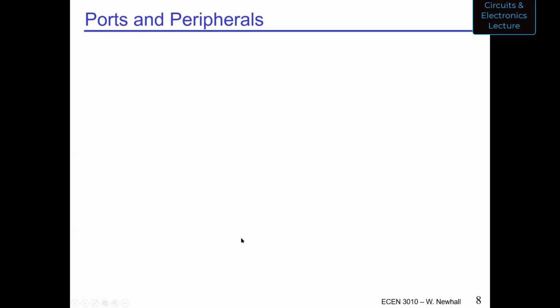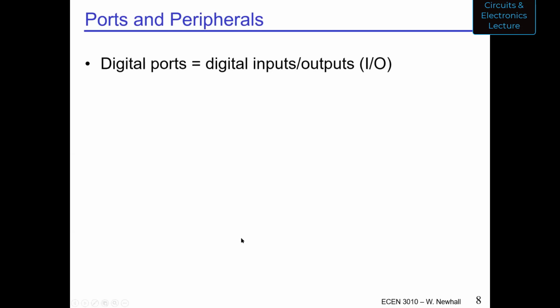And I wanted to describe a little bit more about ports and peripherals. So what is a port? A digital port is a digital input or output. You'll hear these called I/O, digital I/O, general purpose I/O. I/O is input and output. And typically these digital ports either input or output zeros or ones, which means at the pins of the microcontroller, you would measure 0 volts or 3 volts for a 3-volt logic microcontroller, or 0 volts or 5 volts for the 5-volt microcontroller.